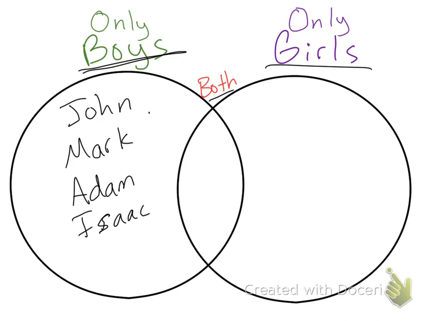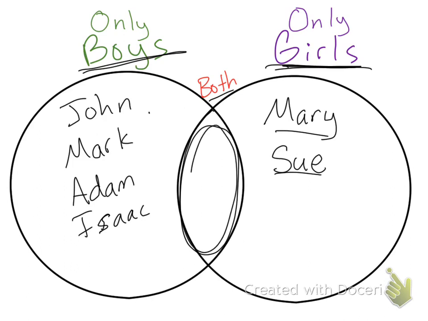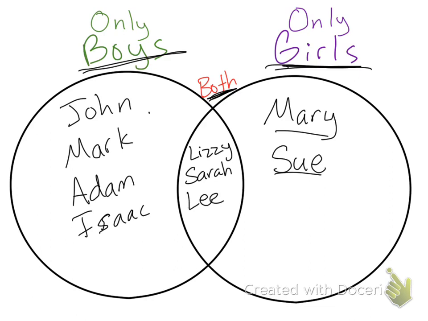Okay, so let's see. And let's pretend that we have some girls that only have girls in their family. So let's say that Mary and Sue only have girls. So I'd put their names in the circle that talks about only having girls. Now, where the 2 circles overlap is this section right here. And that's where we write down who has both boys and girls in the family. So let's say that we have 4 people that have both. There's Lizzie, Sarah, and then we have Lee, and we have Bob.